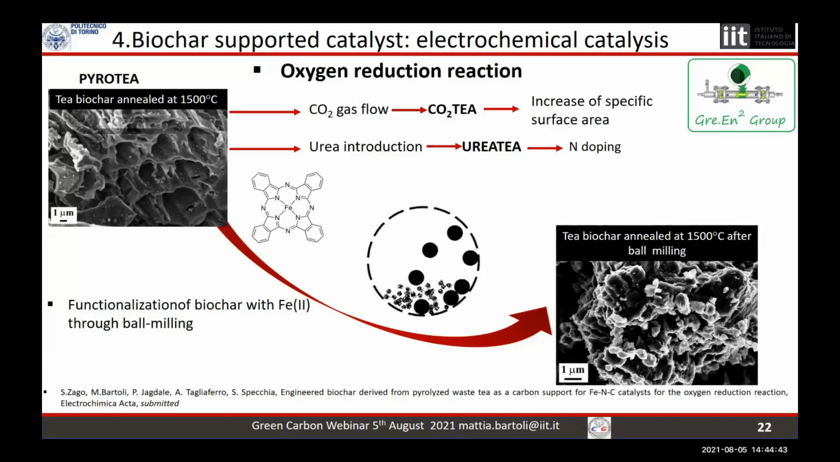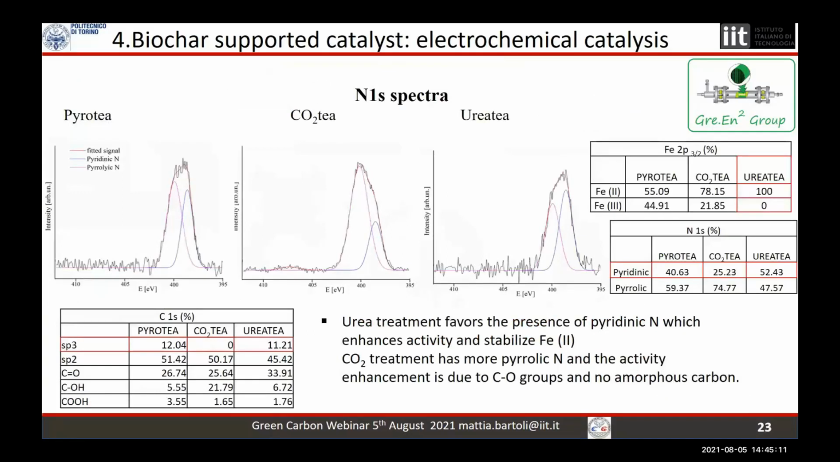We also modify the original surface by using 2 different approaches. By using a carbon dioxide flow to increase the specific surface area, and we also used urea as an addition during the annealing process to induce nitrogen doping on the surface. The material that we recovered, that you can see on the right, was quite different from the pristine one that we started with, but it worked very well, as you can see in the next slides.